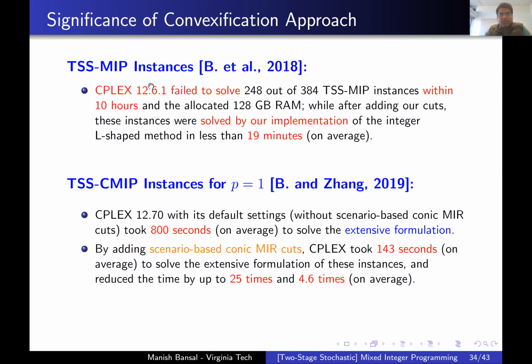So when we were considering the two-stage stochastic mixed integer programming instances, Cplex was not able to solve 248 out of 384 instances within a time limit of 10 hours. However, after adding those cuts, we were able to solve the problem in 19 minutes. Similarly, for the two-stage stochastic conic mixed integer program with p equal to 1, Cplex is not able to solve the problem in 800 seconds, but after adding the cuts, we are able to solve it in 143 seconds. This reduced the time by up to 25 times, and 4.6 times on average.